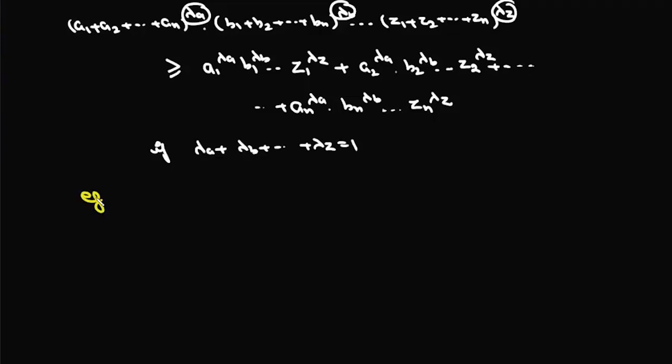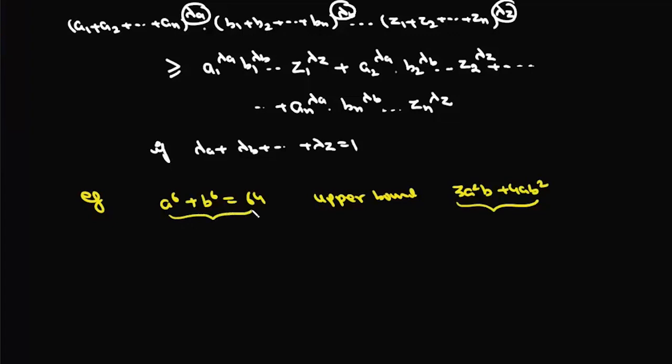Suppose we have two real numbers a and b such that a⁶ + b⁶ = 64. Then we have to establish an upper bound for 3a²b + 4ab² using Holder's inequality. So in this problem we have to establish an upper bound for this expression when we are given that a⁶ + b⁶ is equal to 64.